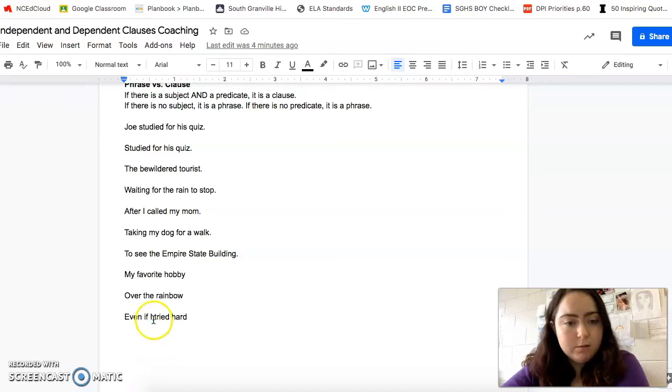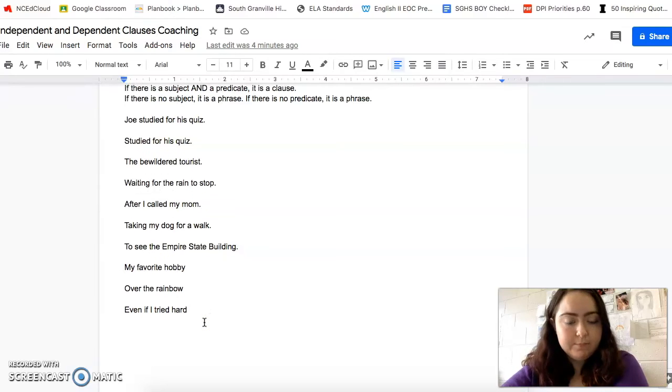And what am I doing? Trying. So our subject would be "I," and our predicate would be "tried." So even though this can't be a complete sentence on its own, it still is a clause because it has a subject and a predicate.